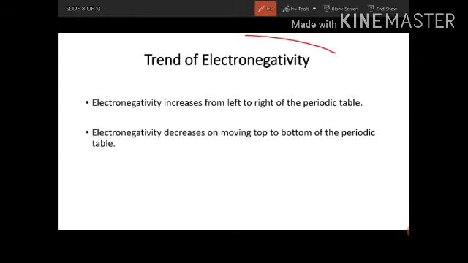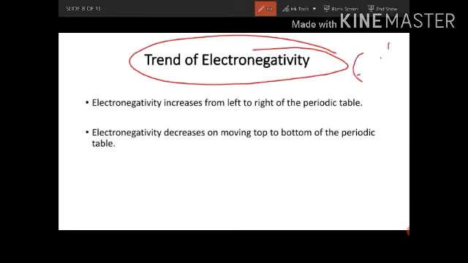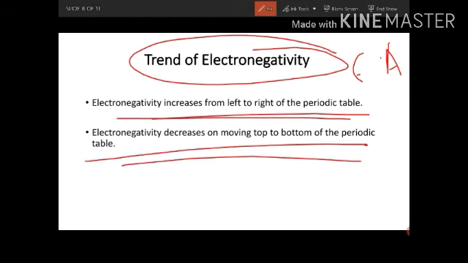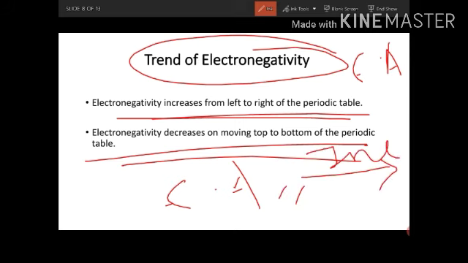Now the trend of electronegativity and electron affinity is the same. So you can just check the trend of electron affinity and it is going to be the same. That means left to right it increases and top to bottom it decreases. Am I clear?